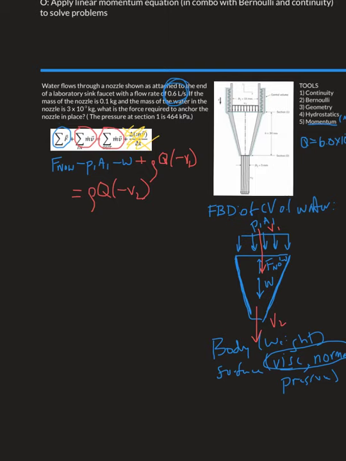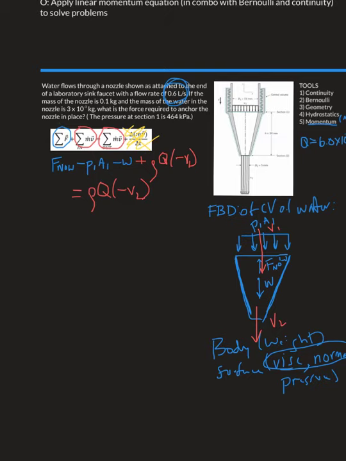So what we're going to do is look up at our tools up here and decide which ones are going to help. V1 and V2 are unknown, right here and right here, so that's what we want to look for. Continuity could help with this. I don't think Bernoulli is going to be any help.